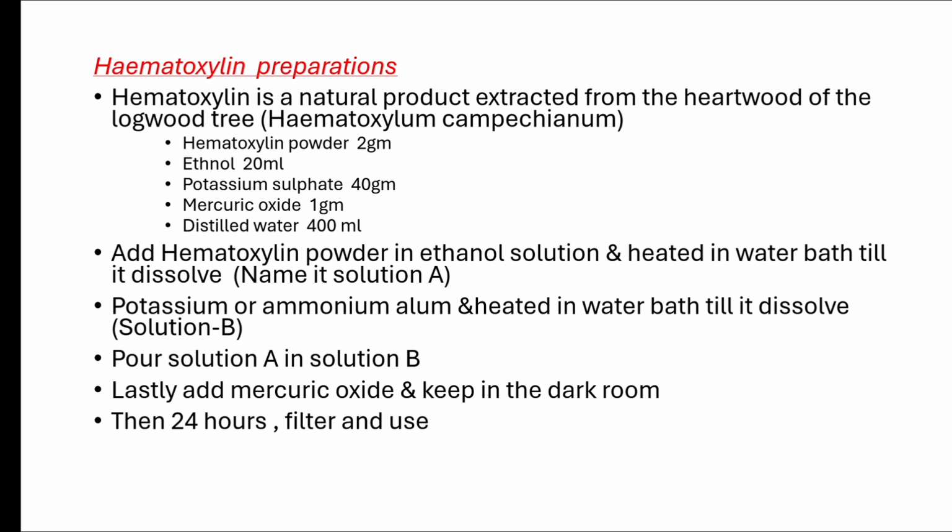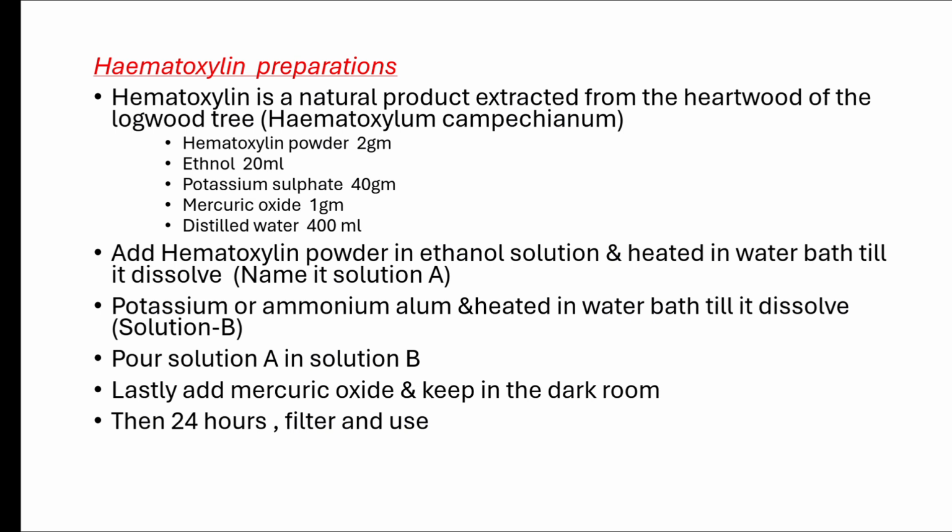Then hematoxylin preparation. Hematoxylin is a natural product extracted from the hardwood of the logwood tree, Hematoxylum campechianum. For the preparation of hematoxylin, we need hematoxylin powder 2 gram, ethanol 20 ml, potassium alum 40 gram, mercuric oxide 1 gram, and distilled water 400 ml.